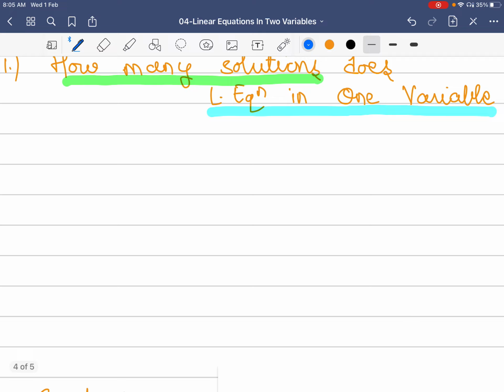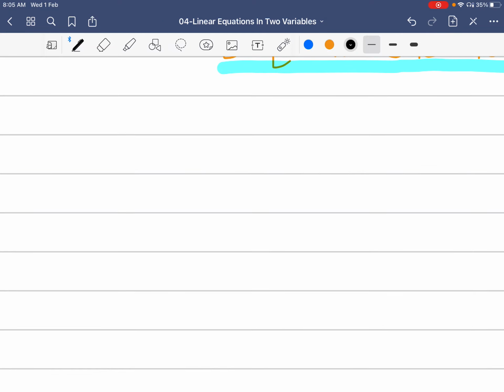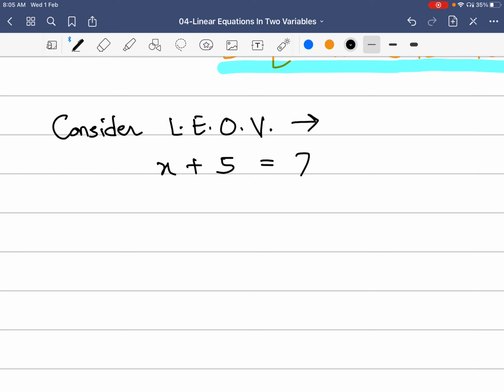So I'm going to zoom in. Consider this linear equation in one variable, short form LEOV, not LOVE. So consider x plus 5 is equal to 7. We all know how to solve this equation.